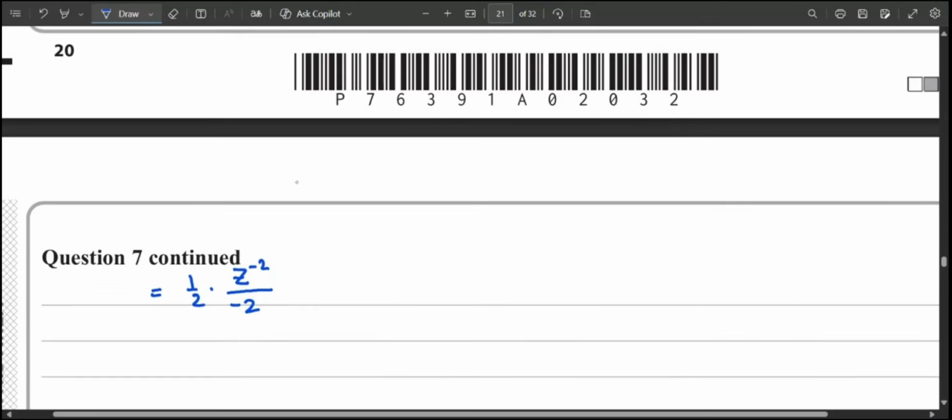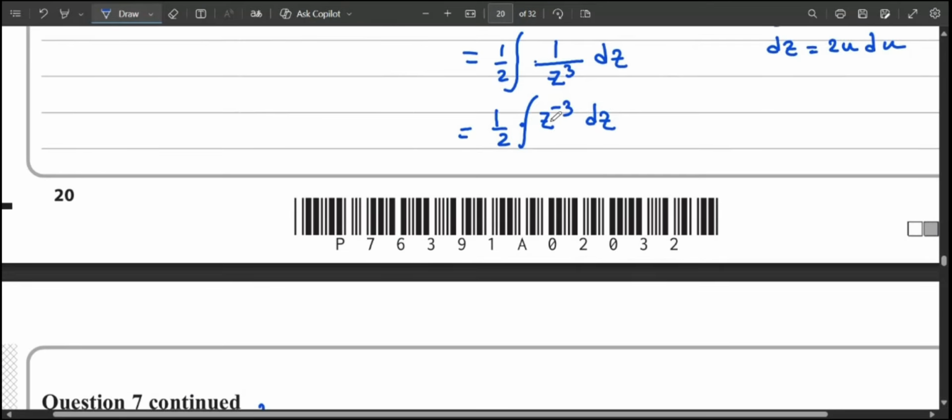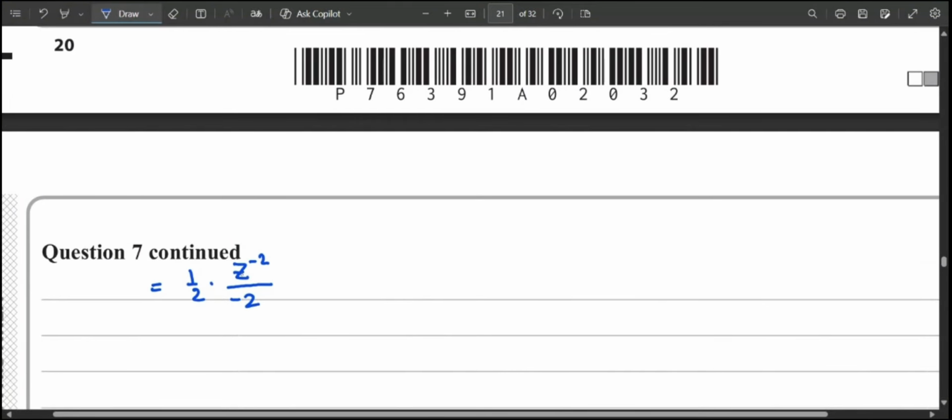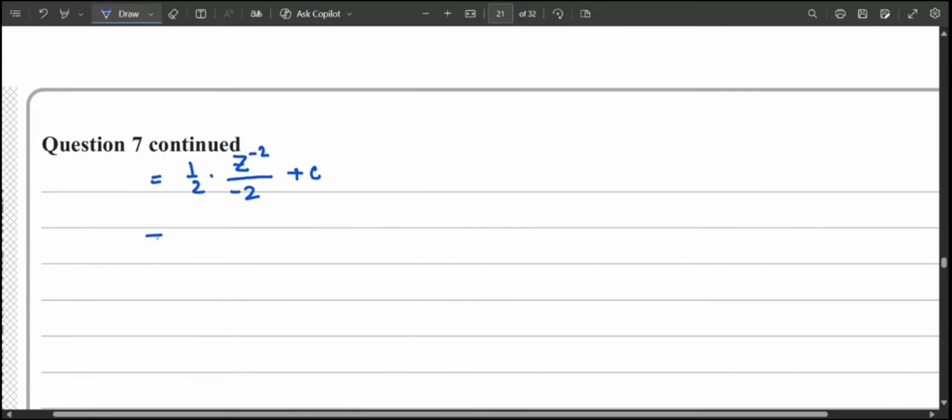The exponent of z will be increased by 1, and the whole thing would be divided by the new power. So we have increased the power of z to minus 2, so it has increased by 1, and we are dividing z to the power of minus 2 by minus 2, and then we will have a constant of integration. We can simplify this, so minus 1 by 4 z to the power of minus 2 plus c is our expression. We know that z is equal to 5 plus u square, so we can substitute this in our expression.